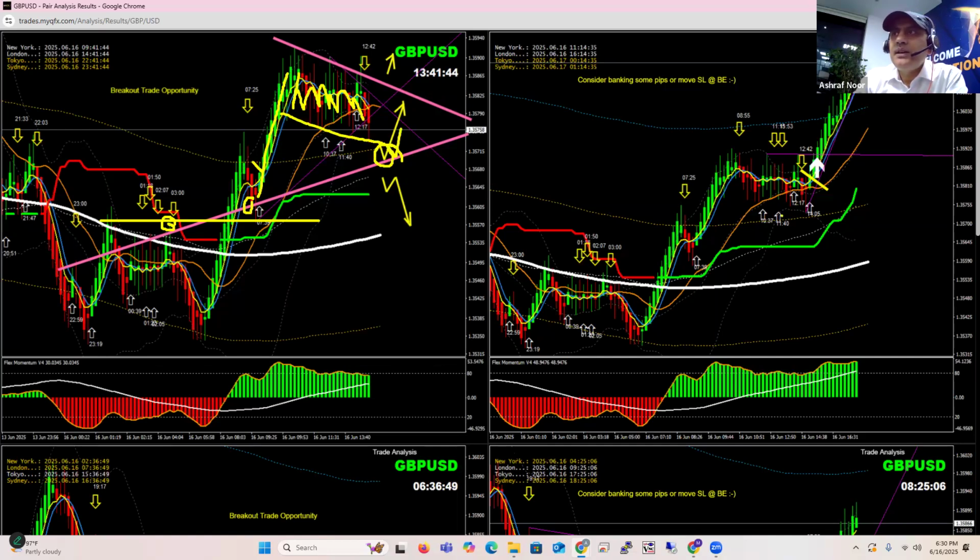So you can see here, after this correction, price developed another beautiful pullback based on the momentum, and we had another nice, juicy pips, and that's why we explained to our traders it's time to consider banking some pips. So that was a beautiful trade case.